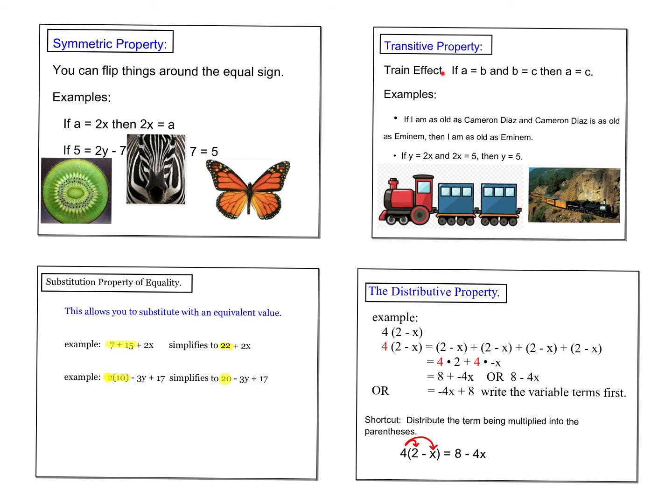Transitive property is like a train. If A is equal to B, B is equal to C, then A is equal to C. So if I'm as old as Cameron Diaz, who is as old as Eminem, then I'm as old as he is, which we are. We're all the same age.